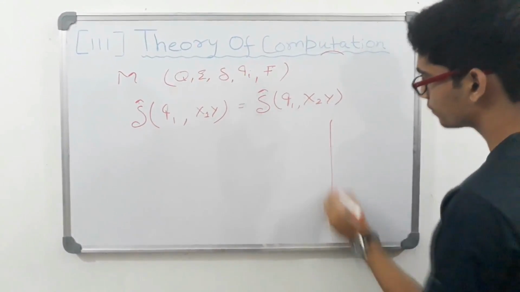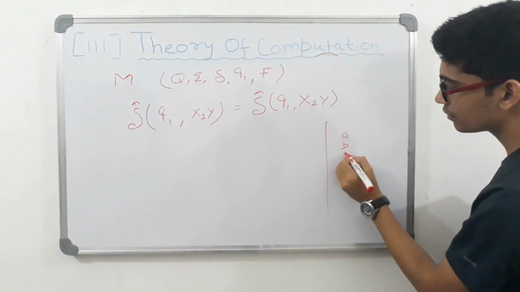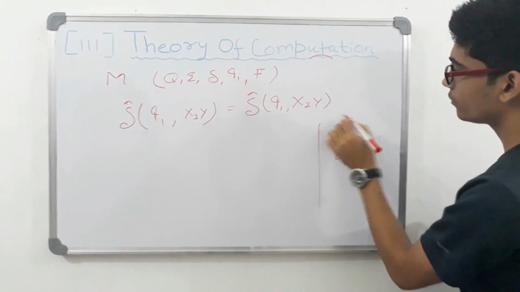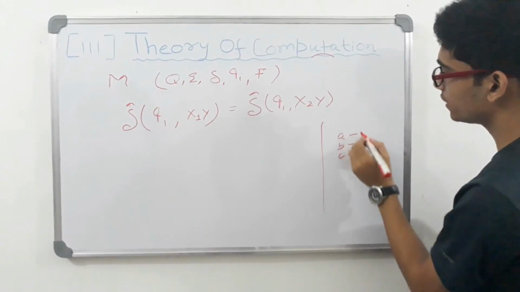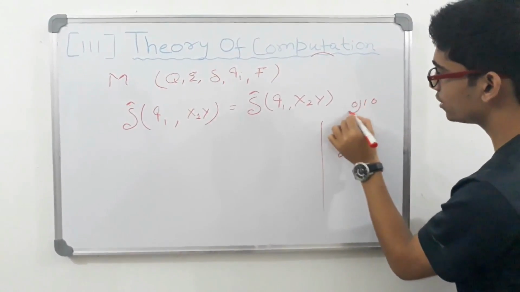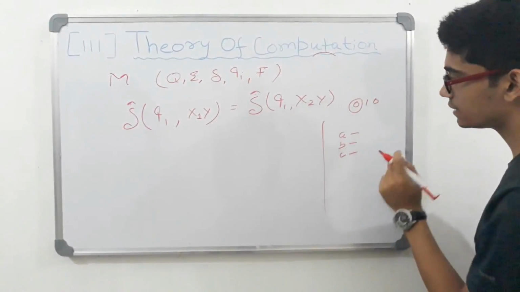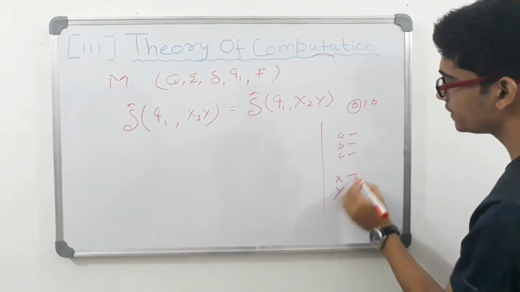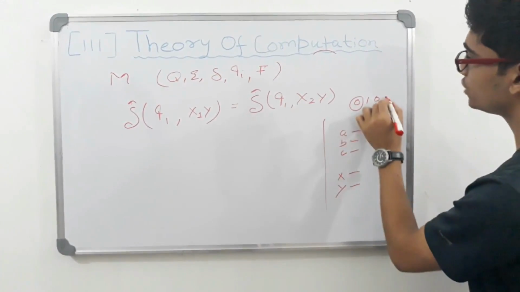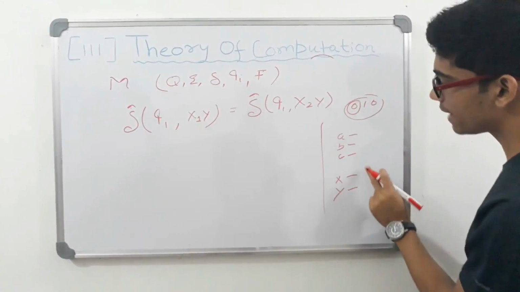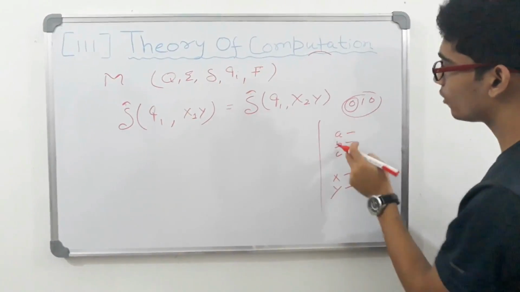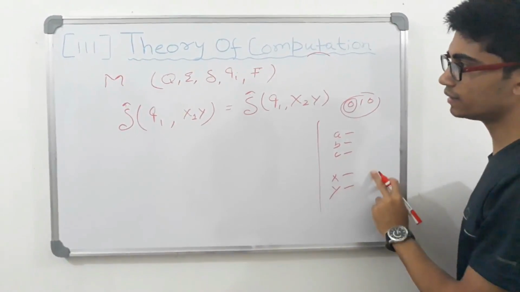See, when I write A, B or C, this means that we are talking about a single character in a string, like 0, 1, 0. So this single 0 can be represented by A, B or C. And when I talk about X, Y, that means I am talking about the whole string. So this 0, 1, 0 can be represented by X or Y, and this single 0 will be represented by A or B or C. So this is only a convention.